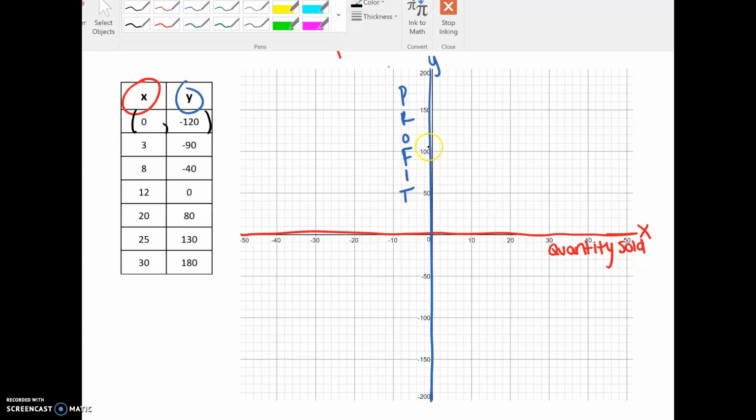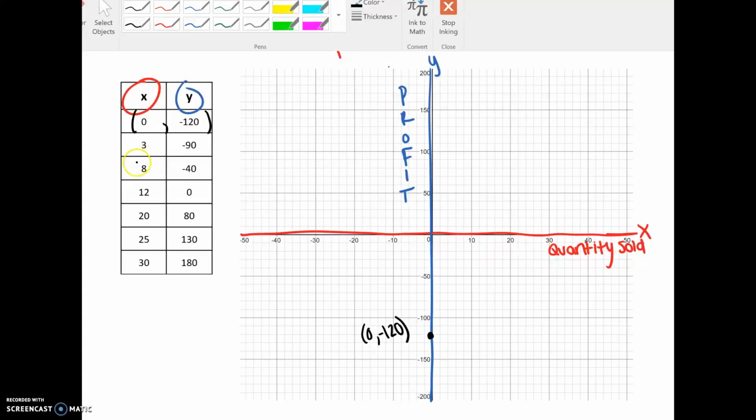If I went up, that would be positive. Since it's negative, I'm going to go down towards the negative numbers. And I'm going to find 120. So this is 100, this is 150, so this goes up by tens. 110, 120, 130, 140, 150. So 120 would be right here. And I'm going to label that point (0, -120). So again, I moved 0 on the x, I moved negative 120 on the y, and then I plotted my point where those two met.